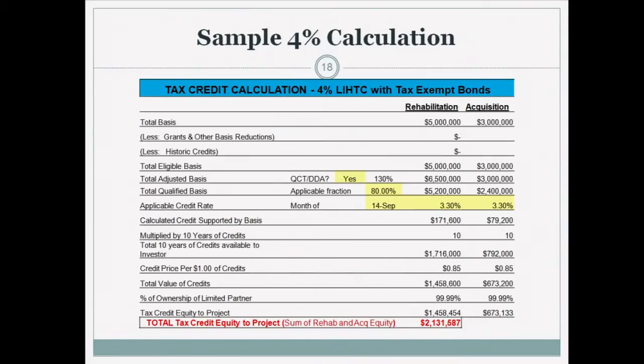So the difference between the 4% and the 9% in this example, assuming both were available to you, is that the 9% program requires you to go through a competitive process, which creates uncertainty and creates upfront costs that might not be recouped if you don't get the award. But the 4% deal does not. However, it nets you much less equity.